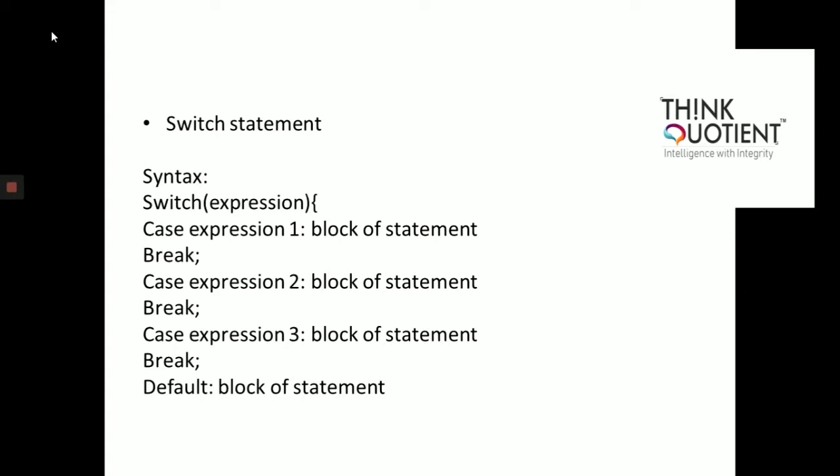So if the user enters number 1, I'll go over here to the first case and it will check if the number is 1, then I have to display this block of statements. If the number is 2, in that case I have to display this block of statements. If the number is 3, in that case I have to display this block of statements. So let's go back to the code and have a look at it.